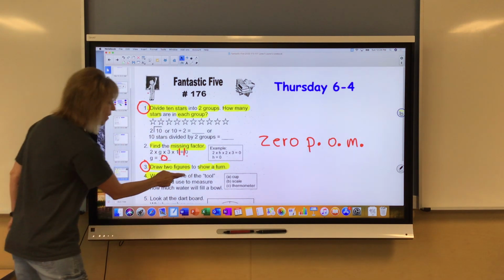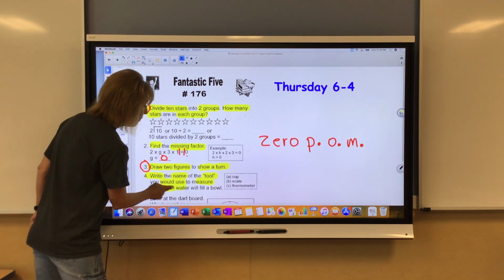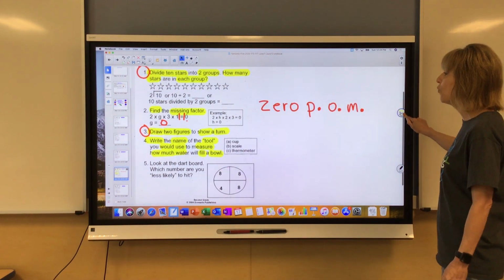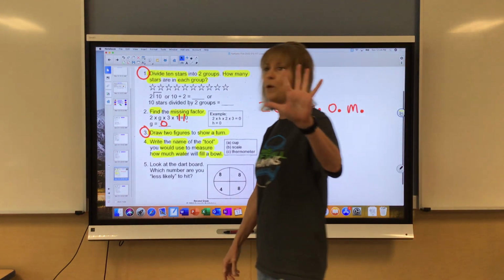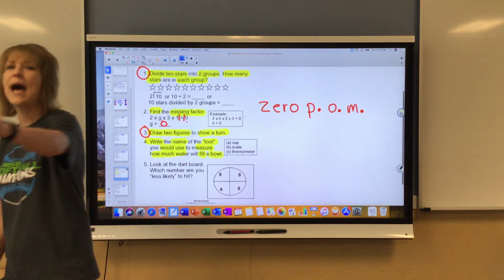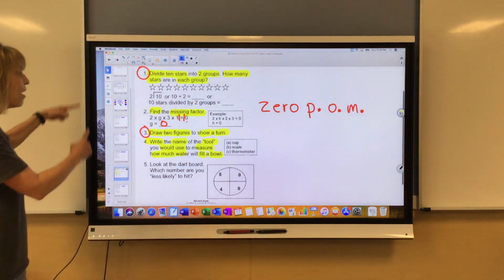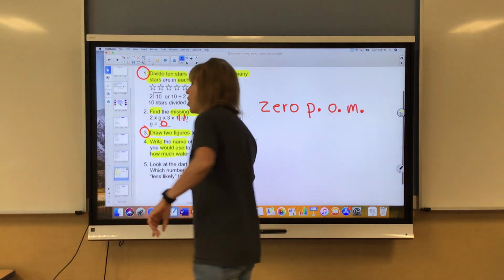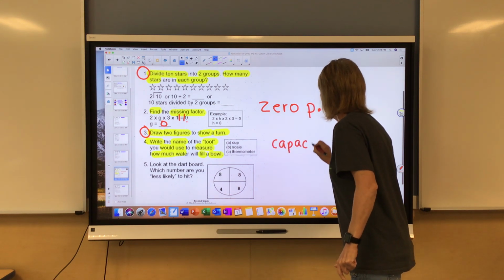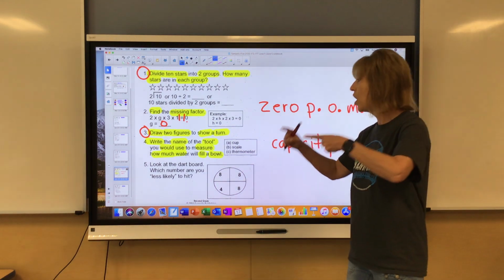Number 4, write the name of the tool you would use to measure how much water will fill a bowl, how much a container will hold. 5 things we can measure. Everybody, 1st grade, let me hear you. Time, temperature, length, weight, capacity. How much water will fill a bowl? What are we measuring, 1st grade? We're measuring capacity. How much a bowl will hold.